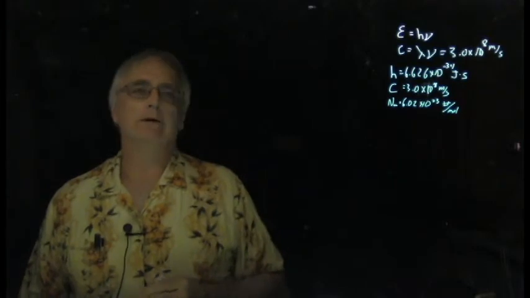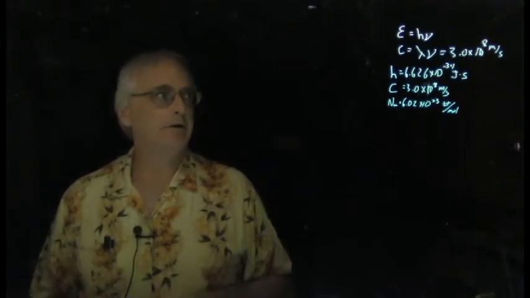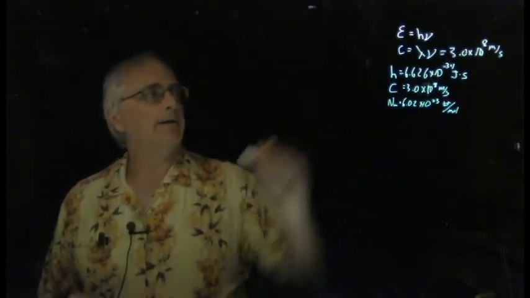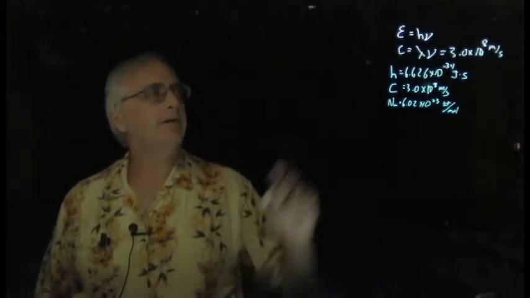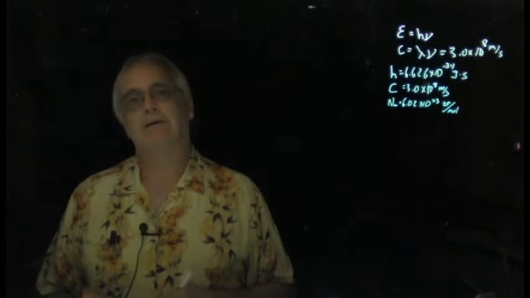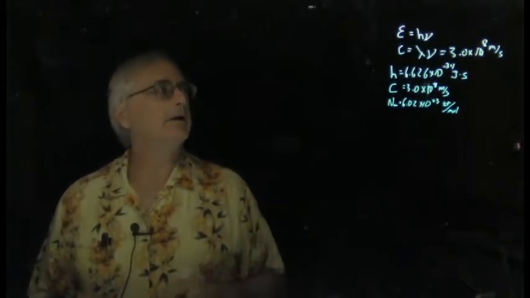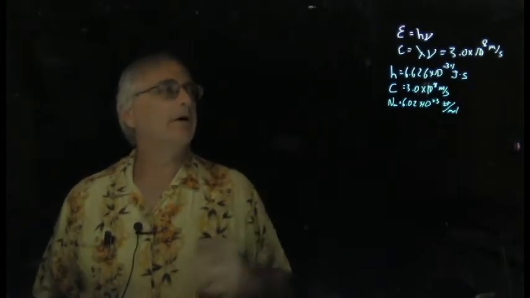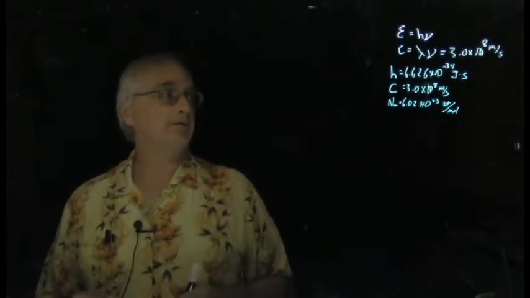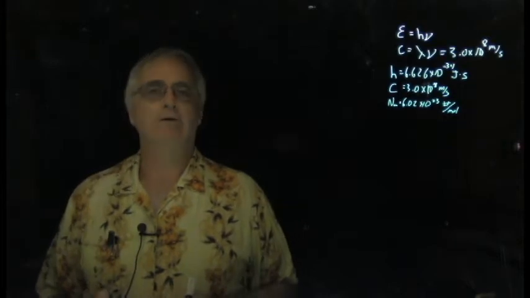This is the basic toolkit you need to be able to use in order to do that. The energy of light equation: E equals h nu, Planck's constant times frequency. The speed of light equation: wavelength times frequency equals c, a constant, 3 times 10 to the 8th meters per second. And then the constants themselves, good old Planck's constant, 6.626 times 10 to the negative 34 joule seconds.